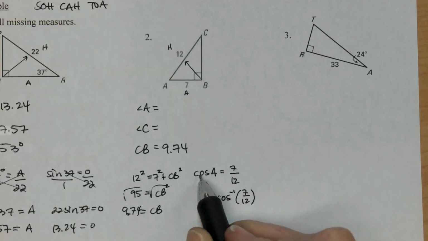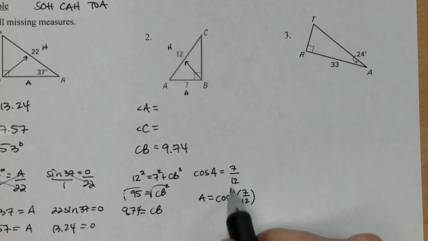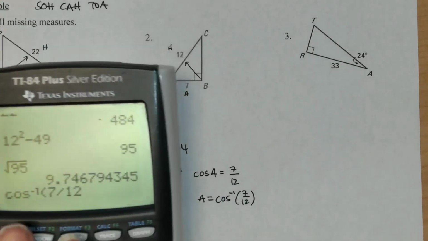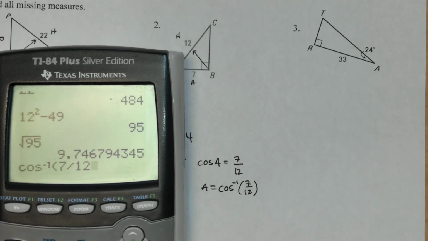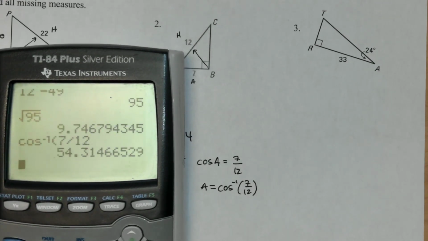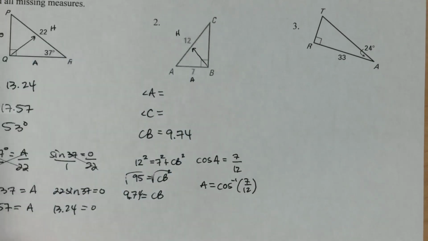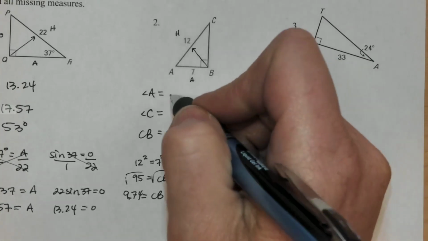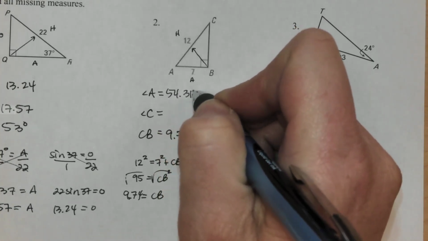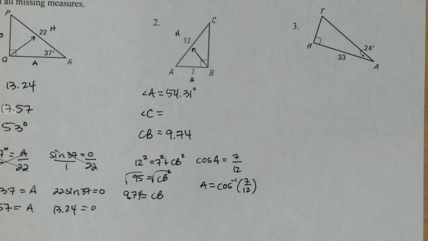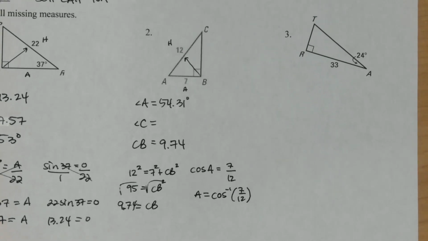So if we need to solve for A and we're moving the cosine over, when that comes over here, it actually turns into the inverse. And inverses are how we solve for angles. So there's my cosine inverse, 7 divided by 12. I get about 54.31. That was for my angle A. And don't forget to add a degree symbol on there because you actually found an angle measure. So we got to make sure we label that.